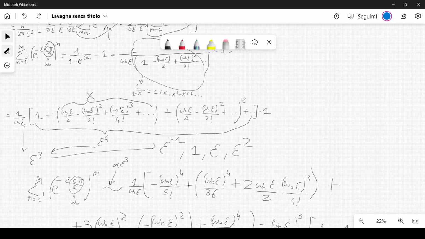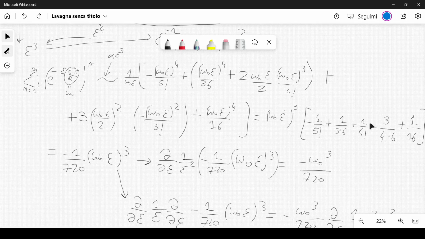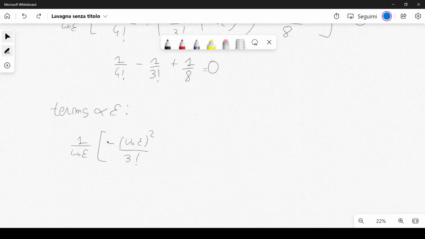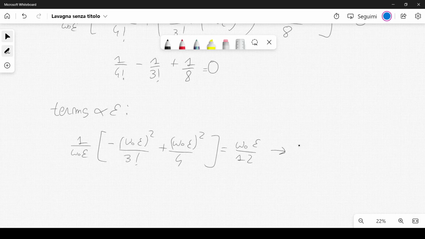And then you get another contribution from x squared, so it is just the square of the second term, omega 0 epsilon divided by 2. So you're going to get plus omega 0 epsilon squared divided by 4. And this term will give you omega 0 epsilon divided by 12. So this will give rise to the following.